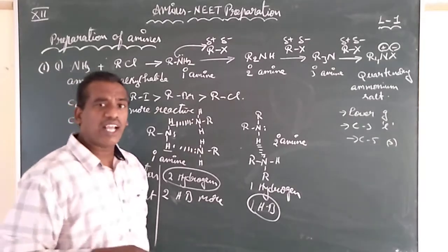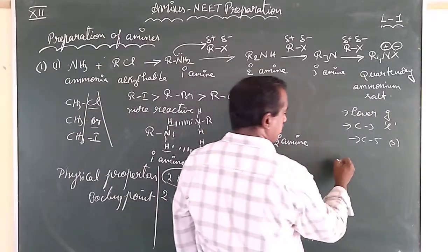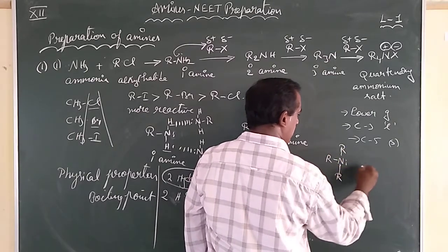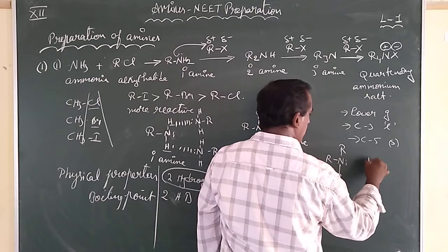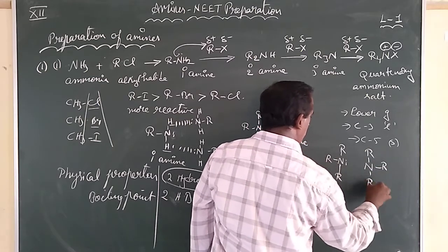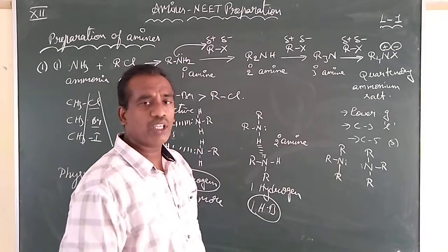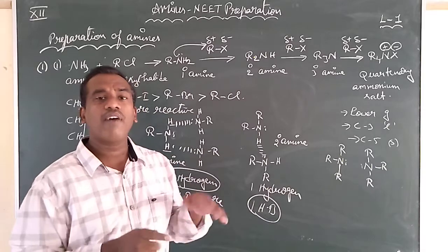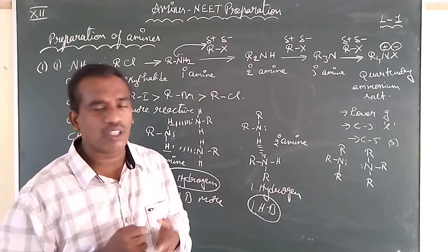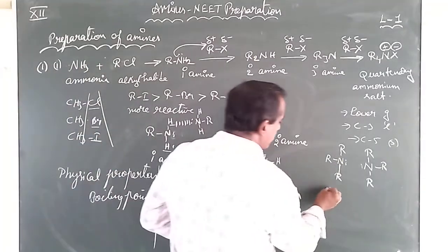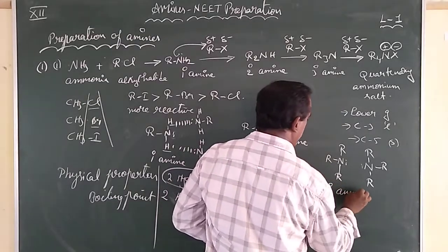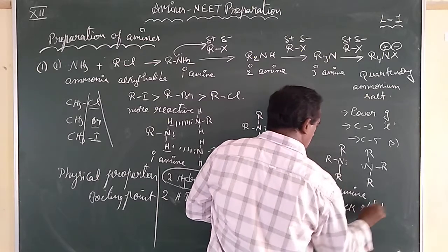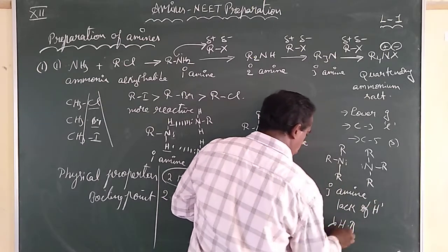But in the case of a tertiary amine, will they be involved in hydrogen bonding, children? What is hydrogen bonding? The bond formed between the lone pair of a highly electronegative element and the hydrogen of another molecule is called hydrogen bonding. In the case of a tertiary amine, due to lack of hydrogens, they are not involved in hydrogen bonding.